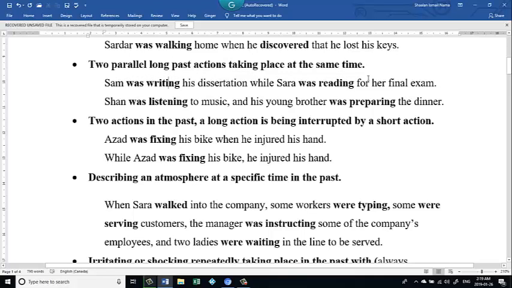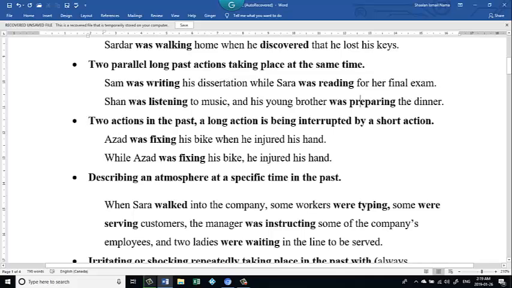Maybe those two actions are happening at the same time, maybe Sarah and Sam are classmates, or maybe they are roommates. I mean, one person is writing, the other person is reading. It means both of them are continuing. For example, the second sentence. Shan was listening to music. This one person is continuing because here we have the auxiliary verb, then we have the ing form. And his younger brother was preparing the dinner. I mean, both actions are in ing form and continuing.